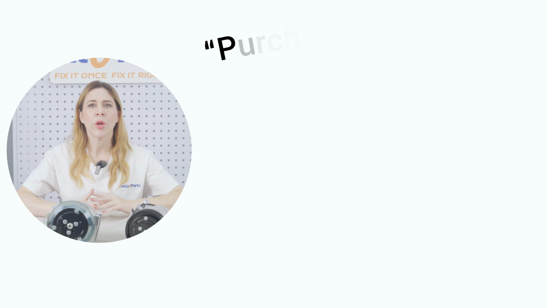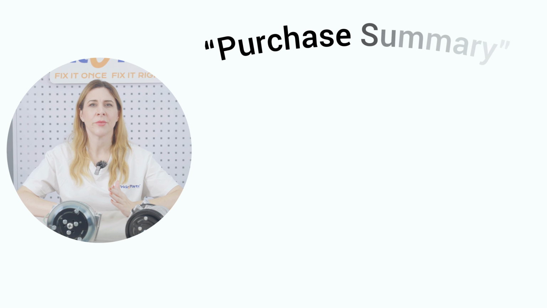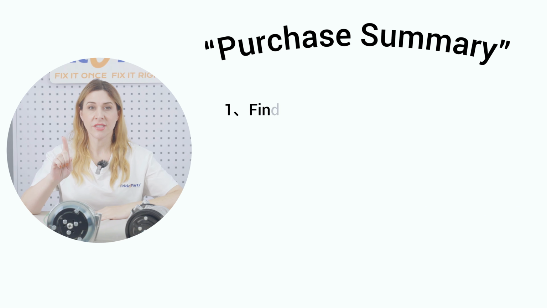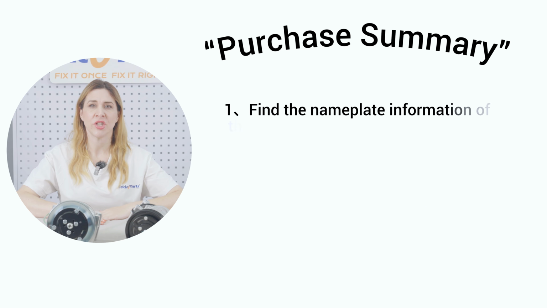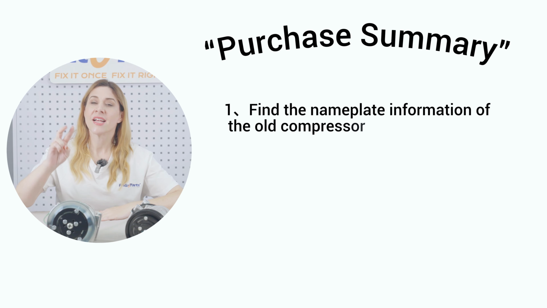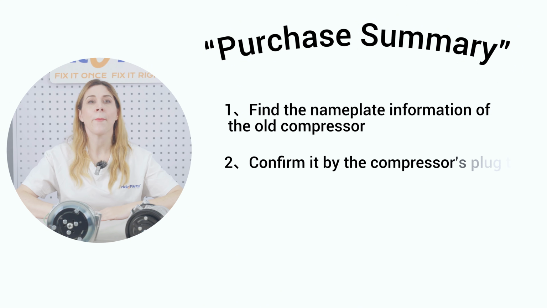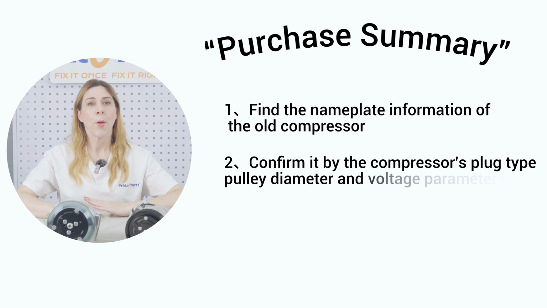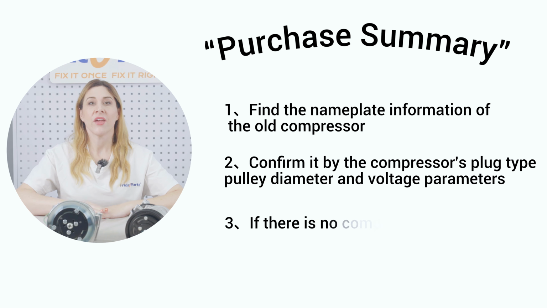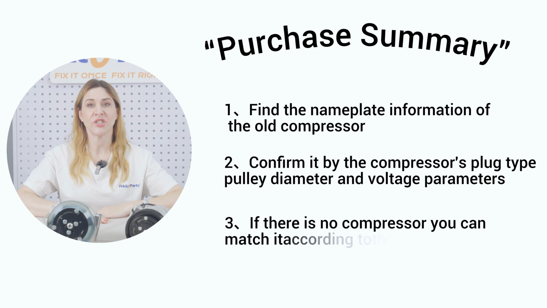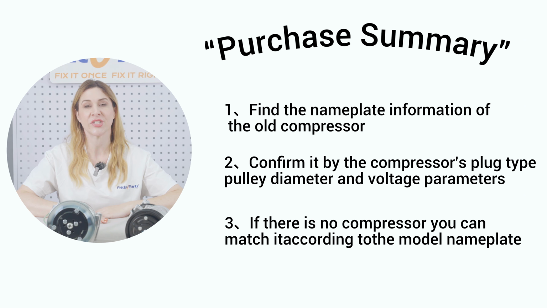In summary, when purchasing an air conditioning compressor, please follow the following steps. First, find the nameplate information of the old compressor. Second, confirm it by the compressor's plug type, pulley diameter, and voltage parameters. Finally, if there is no compressor, you can match it according to the model nameplate. Follow these steps and you will definitely be able to purchase the right air conditioning compressor.